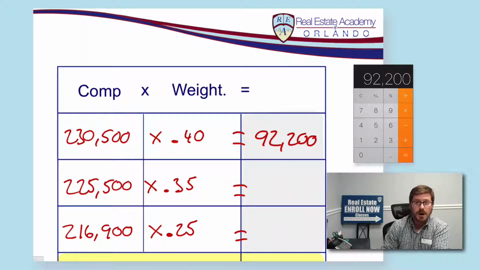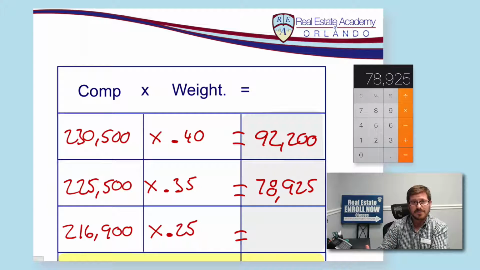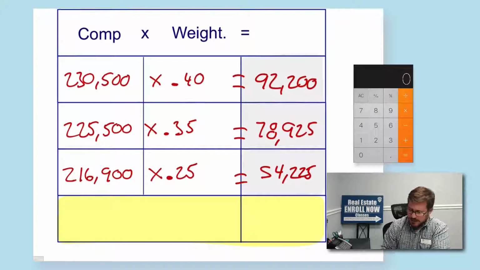Next comparable 2 we're going to look at is $78,925. That's $225,500 times 35%. And then finally, we've got comparable number 3, $216,900 times 25%. That's going to give us $54,225.